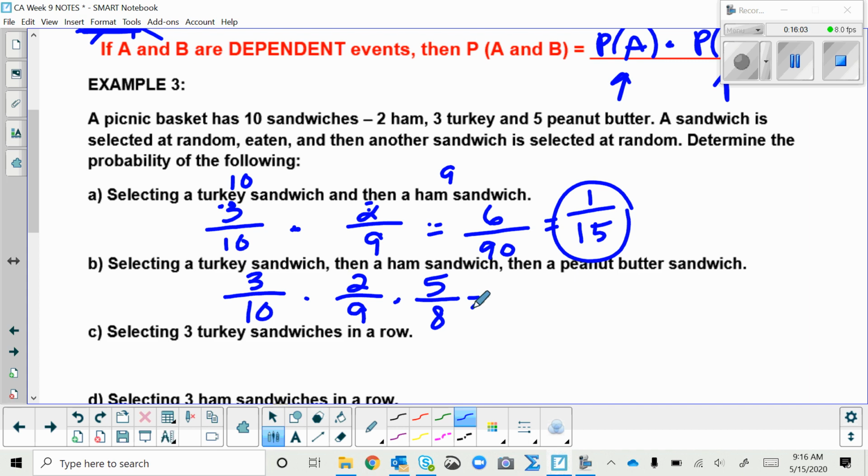That is 30 over 720. Divide both of those by 10, you get 3 out of 72. And divide both of those by 3, you get 1 over 20. You pause and try C on your own.